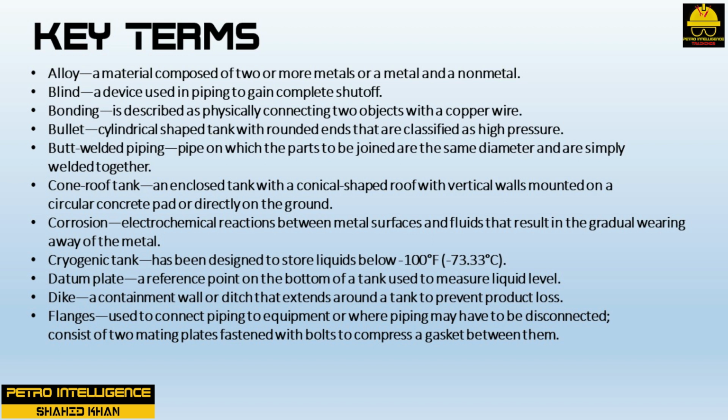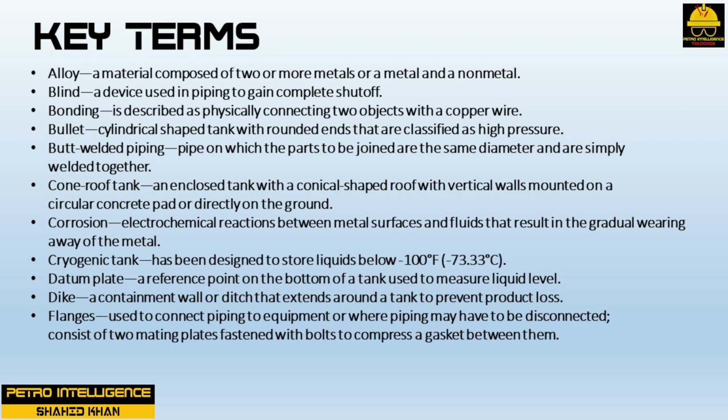Butt welded piping is a pipe on which the parts to be joined are the same diameter and are simply welded together. Cone roof tank is an enclosed tank with a conical-shaped roof with vertical walls mounted on a circular concrete pad or directly on the ground. Corrosion is an electrochemical reaction between metal surfaces and fluids that results in the gradual wearing away of the metal.